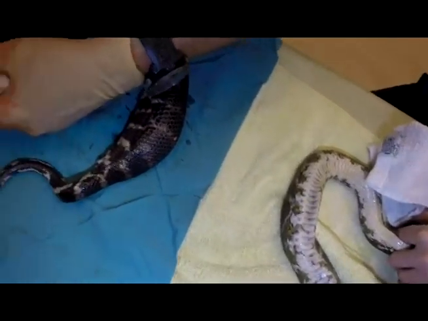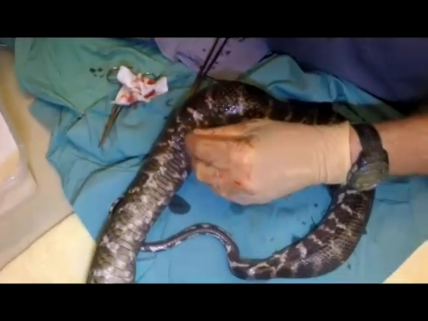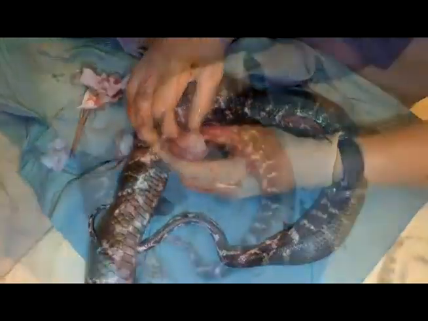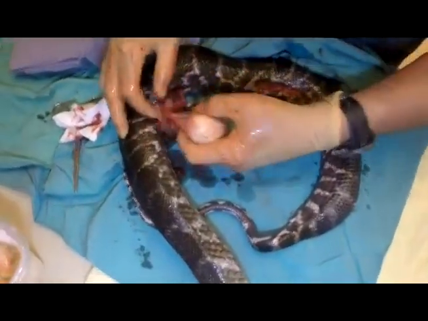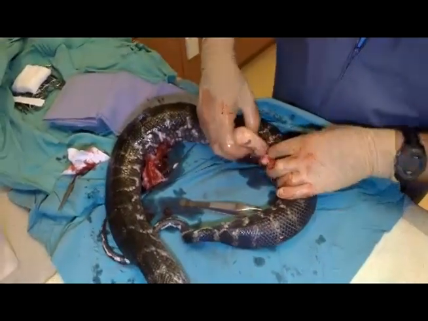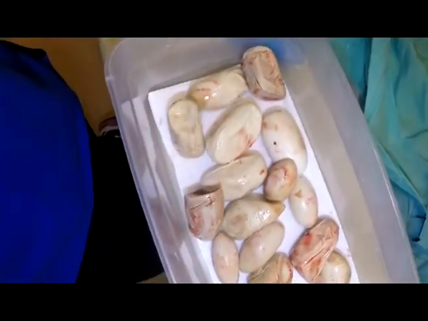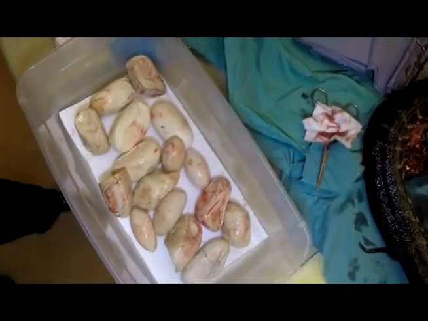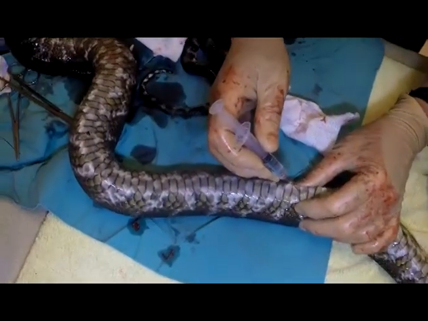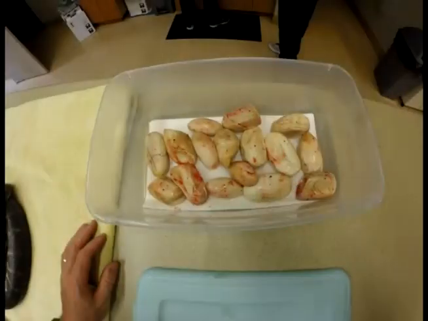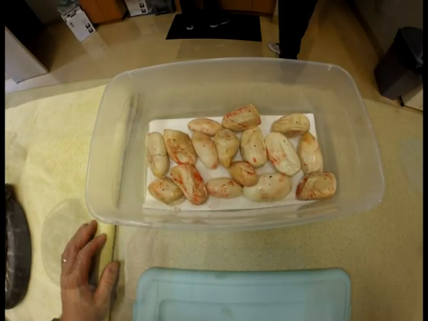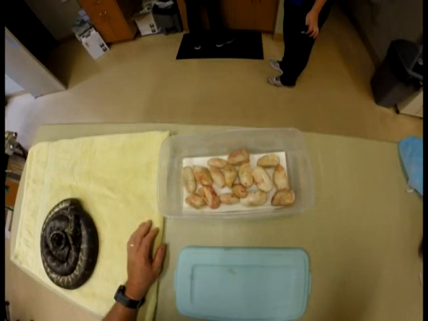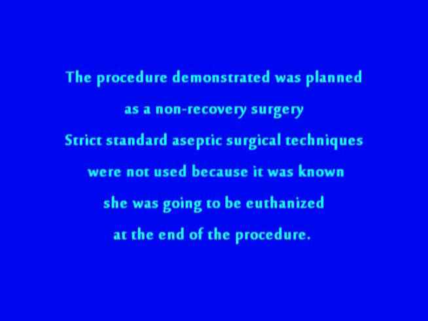Once we had removed all of the eggs, at that point she was kept under anesthesia until the time at which we had scheduled to have her euthanized. The egg collection was fairly decent, and at that point an overdose of anesthetic was given to her, and she succumbed shortly thereafter. This would conclude the video. This was a non-recovery surgery. Again, sterile techniques were not used, and she was humanely euthanized at the conclusion of this procedure.